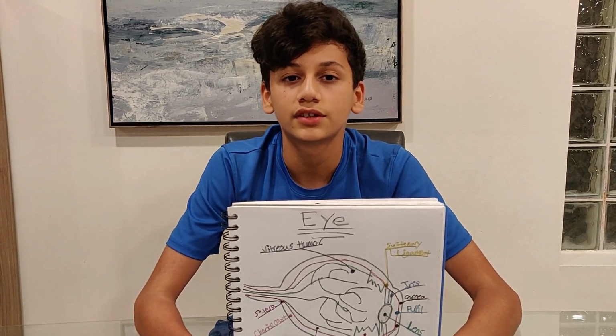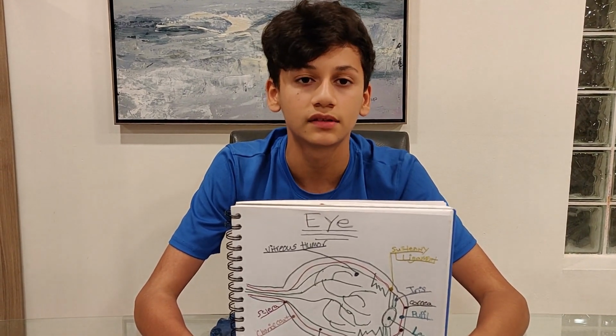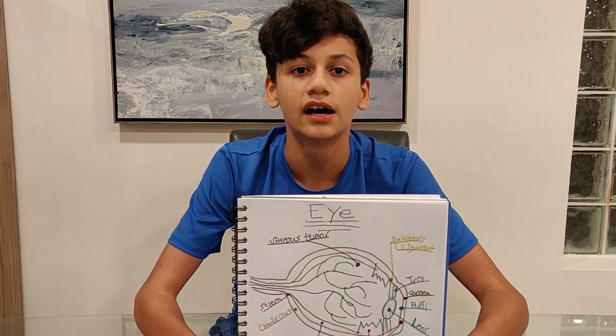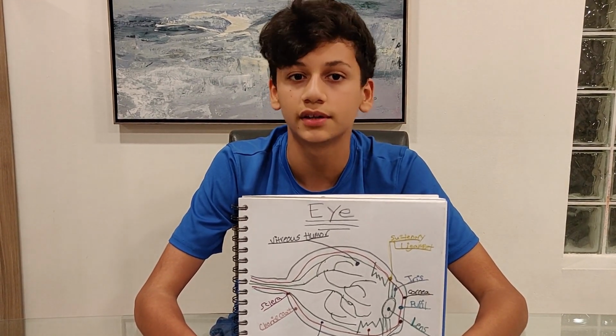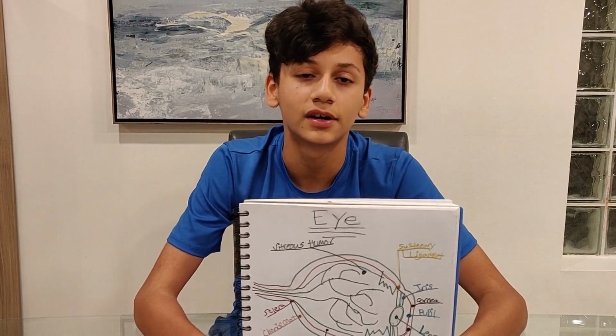The eye can differentiate between 10 million different colors. The human eye can blink up to 4,200,000 times a year. And as we grow, our eyes do not get bigger. And surprisingly, the eye is the fastest muscle on our body.